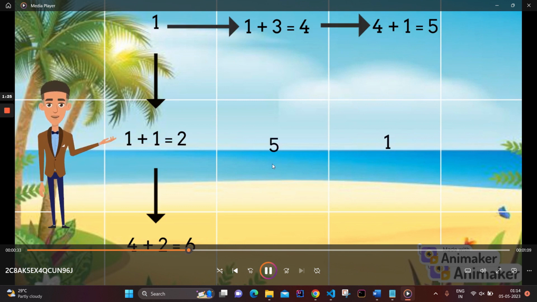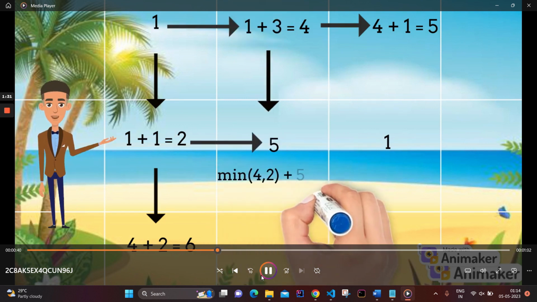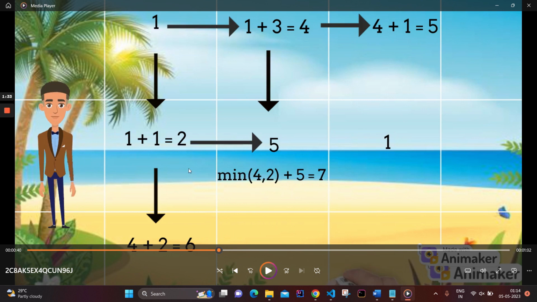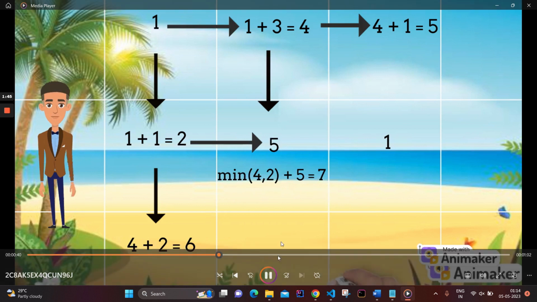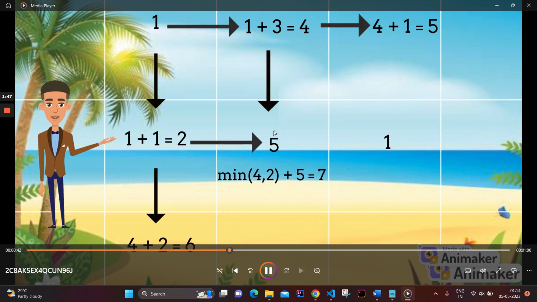So for the rest of the cells we perform a particular operation, that is, find the minimum value between 2 and 4, that is, its adjacent cell towards the left and the adjacent cell above it. Finding the minimum value between 4 and 2 turns out to be 2, and the 5 is taken from this cell value, thus the result has become 7. Now apply the same formula to the next cell as well. Now you can see that the 7 is replaced.